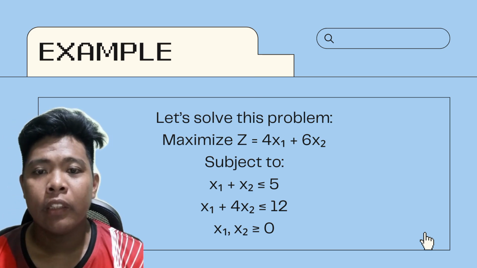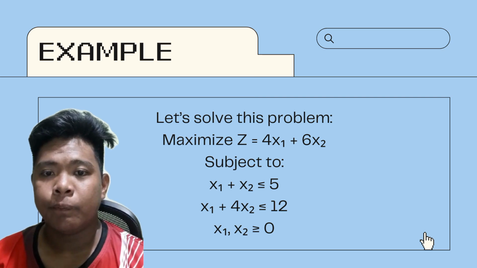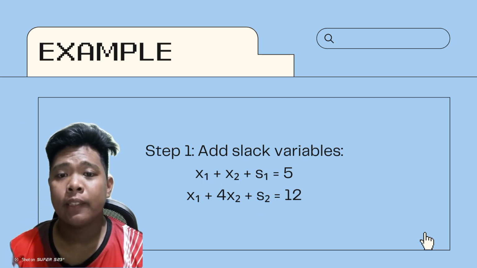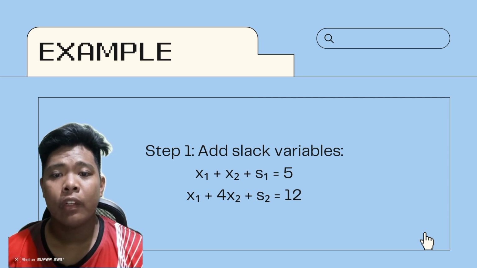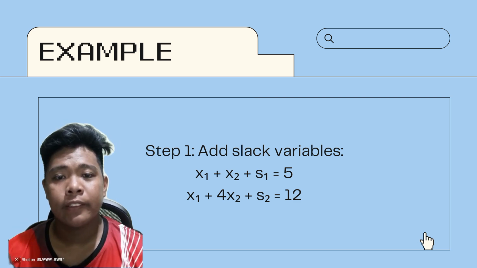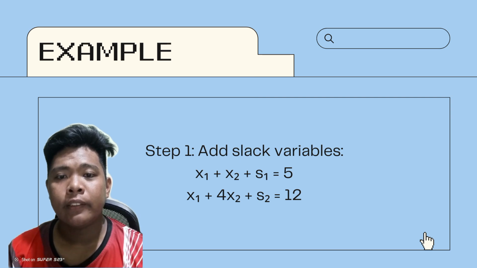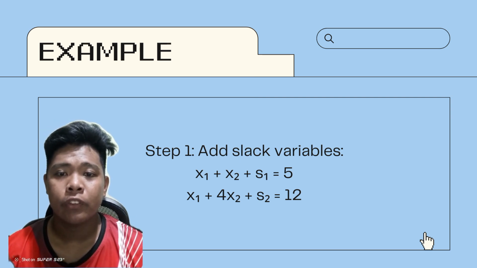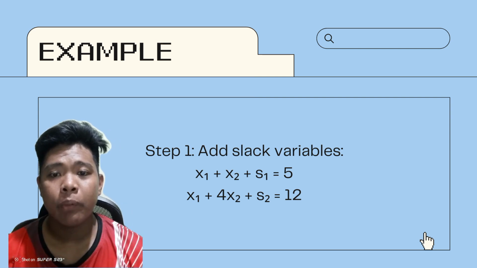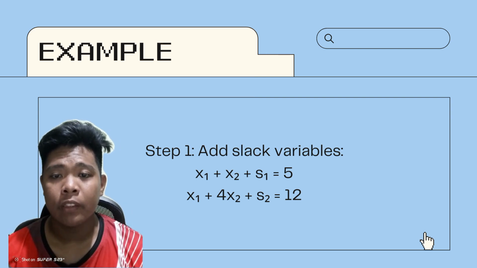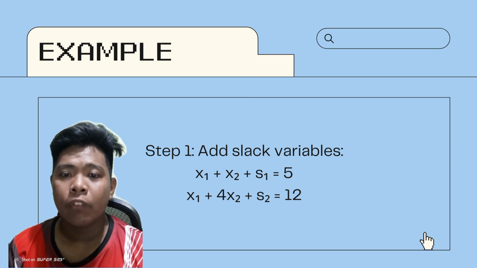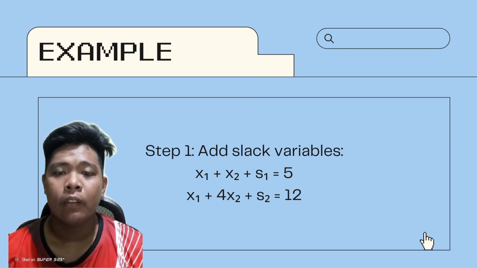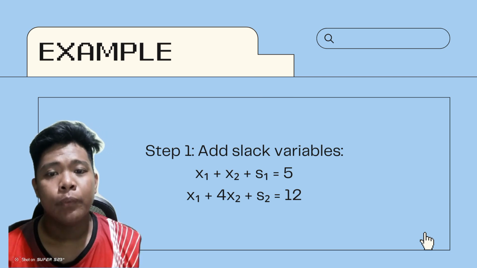So magiging ganito yung ano niya, x sub 1 plus x sub 2 plus s sub 1 is equal to 5, x sub 1 plus 4x sub 2 plus s sub 2 is equal to 12. Also, rearrange the objective function. So, gawin lang natin dito is ililipat natin lahat ng variable terms sa left side. So, ang magiging value niya ngayon is z minus 4x sub 1 minus 6x sub 2 is equal to 0.